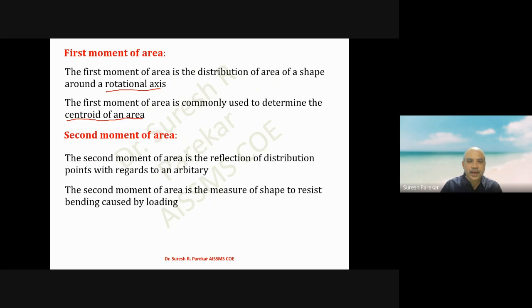Now second moment of area is the reflection of distribution of points with regards to an arbitrary axis. And the second moment of area is the measure of shape to resist bending caused by loading. So in structural engineering or in civil engineering we can say the second moment of area is the measure of shape to resist bending caused by loading, because we have sigma is equal to M by I into y.